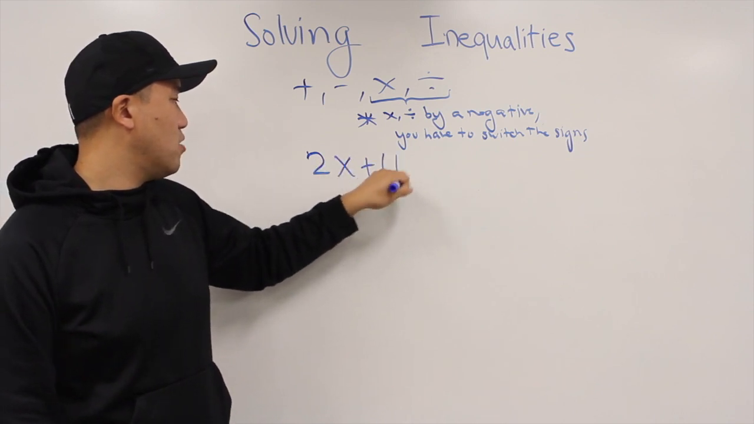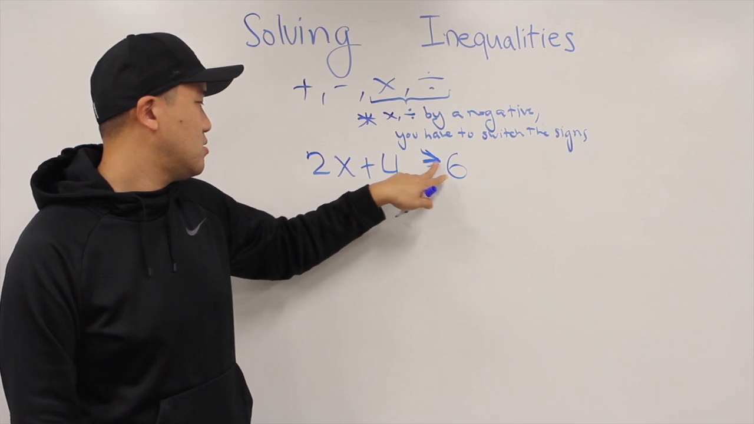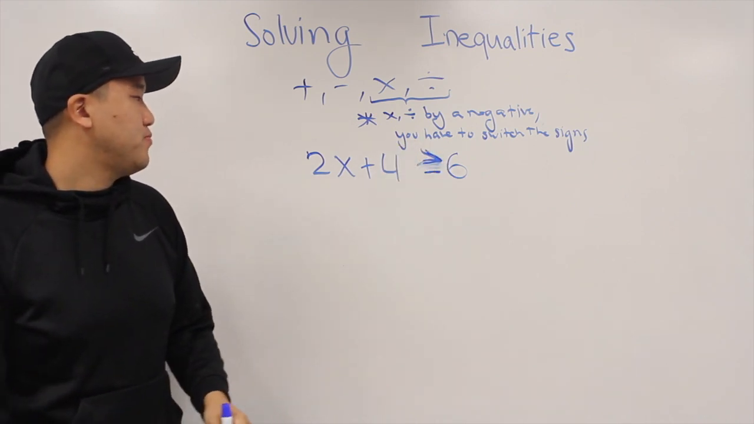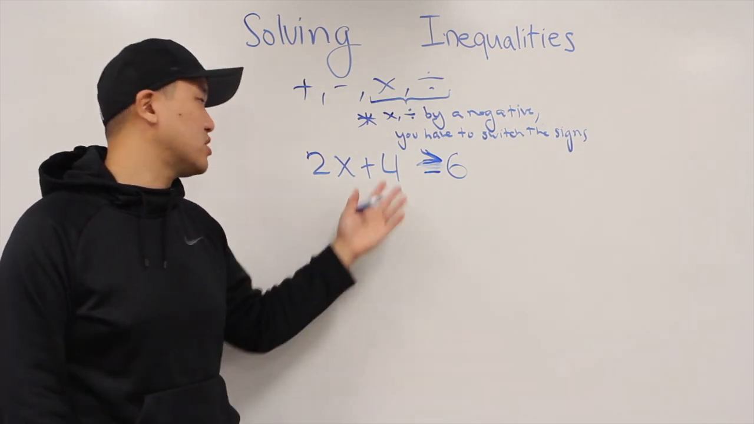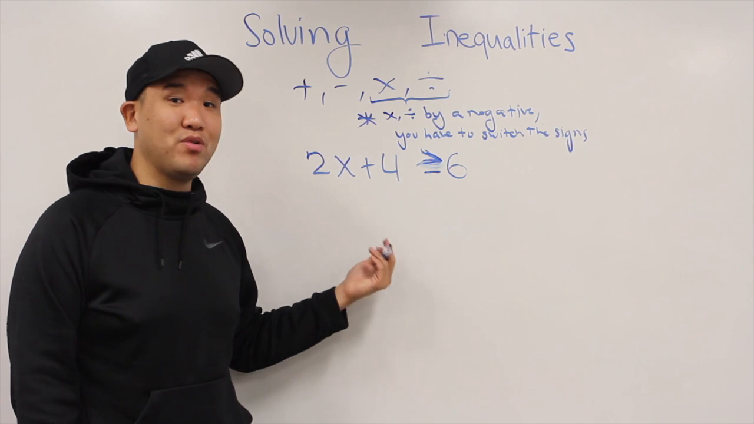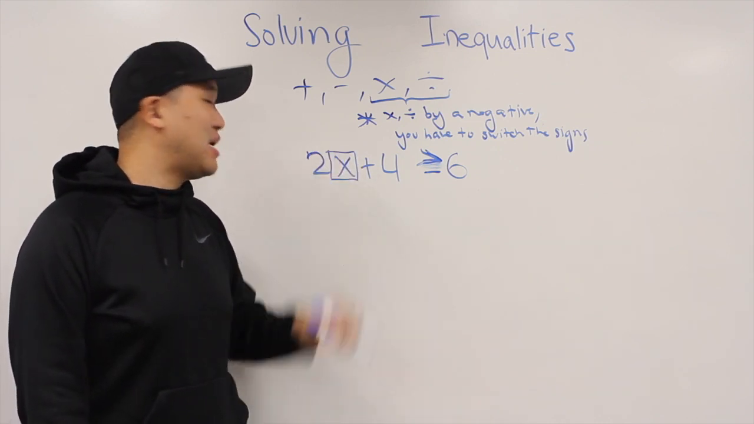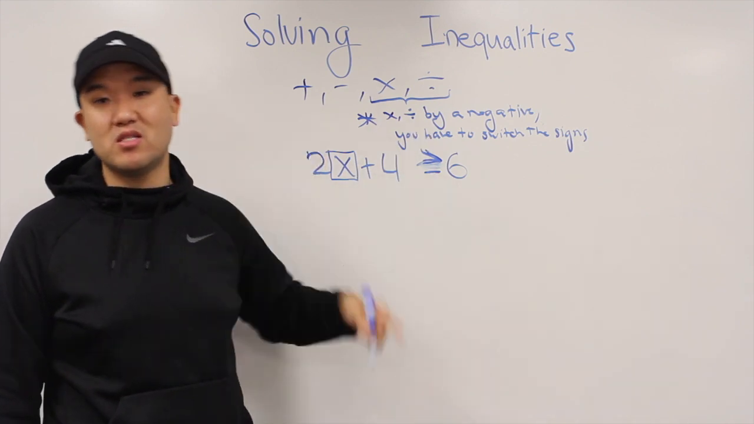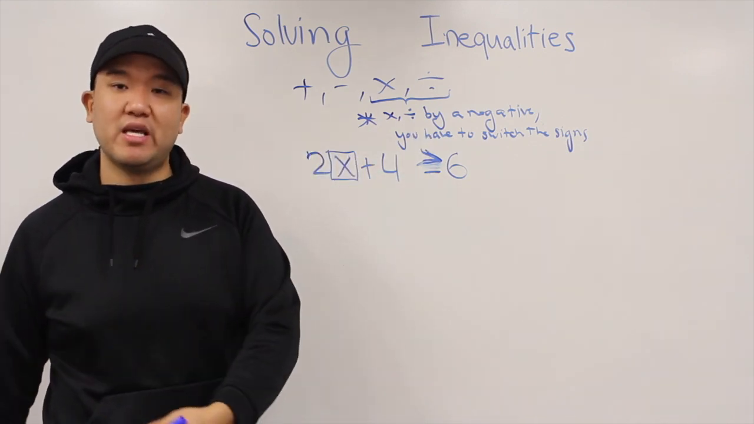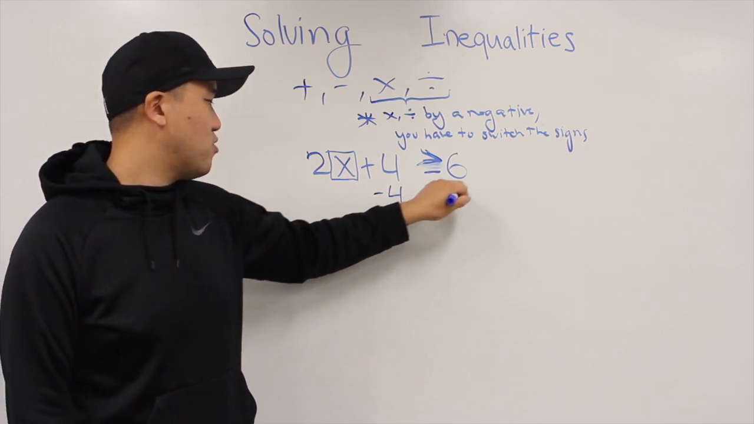2x plus 4 is greater than or equal to 6. We're going to pretend it's just an equal sign. Treat it the same way we did with the multi-step equations. Your goal is to get this x by itself, so move everything else to the other side. Variables stay on one side, numbers stay on the other side. What's my first step? Let's subtract 4 on both sides.